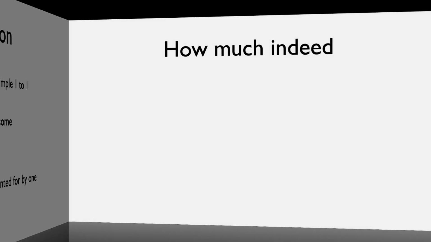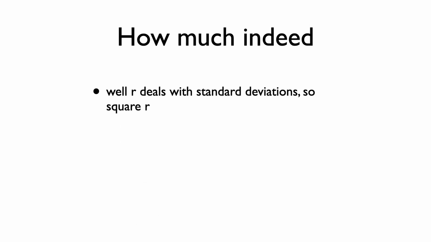Well, this is how you'd figure that out. R deals with standard deviations, so if we're dealing with variances, let's square it. I mean, that's really all the logic of this. So we take R, so R squared would equal 0.25, because 0.5 times 0.5 is 0.25, right?